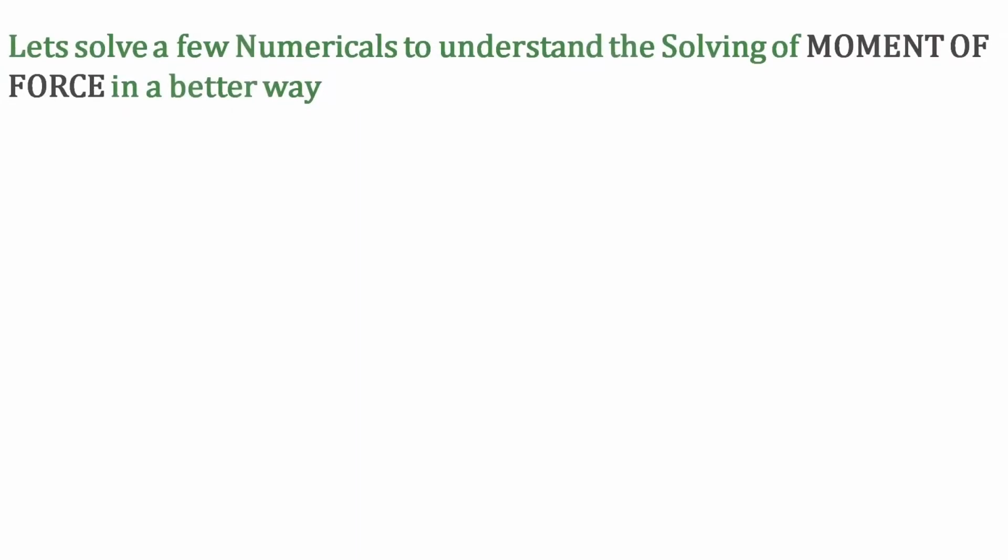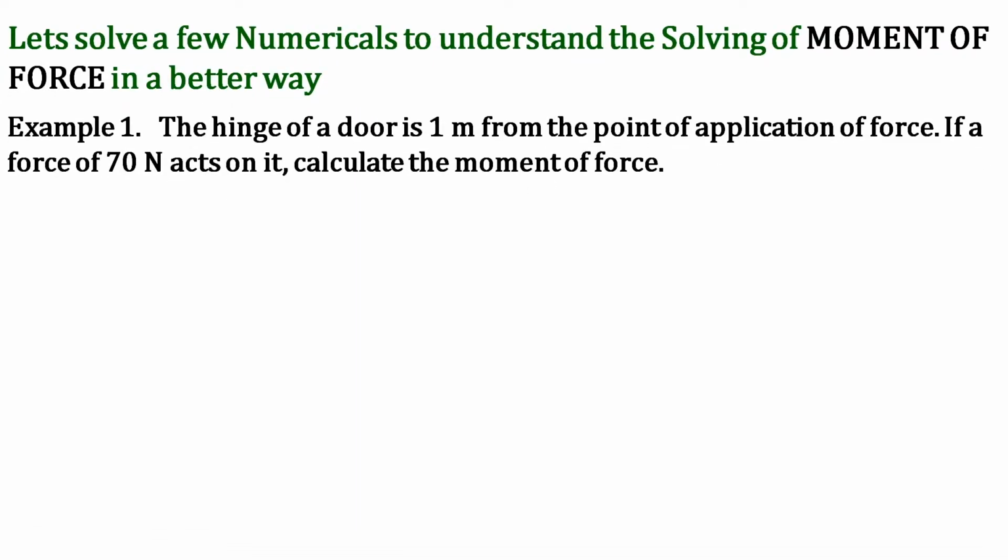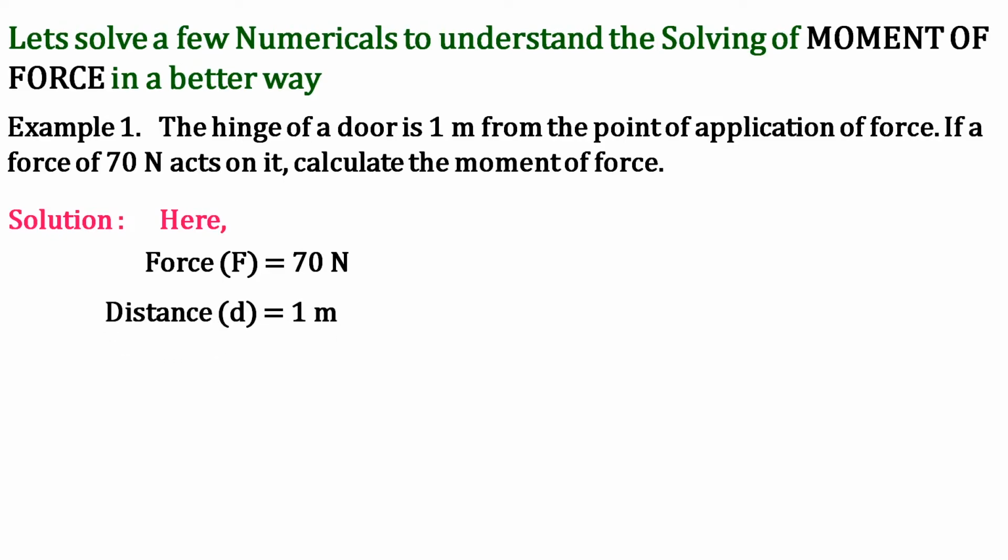So let's take a few examples to understand the topic in a better way. The first example we have is: the hinge of a door is 1 meter from the point of application of force. If a force of 70 Newton acts on it, calculate the moment of force. So now you have understood that in the numerical, the value of F, force, is 70 Newton, and the distance, moment arm, is given as 1 meter.